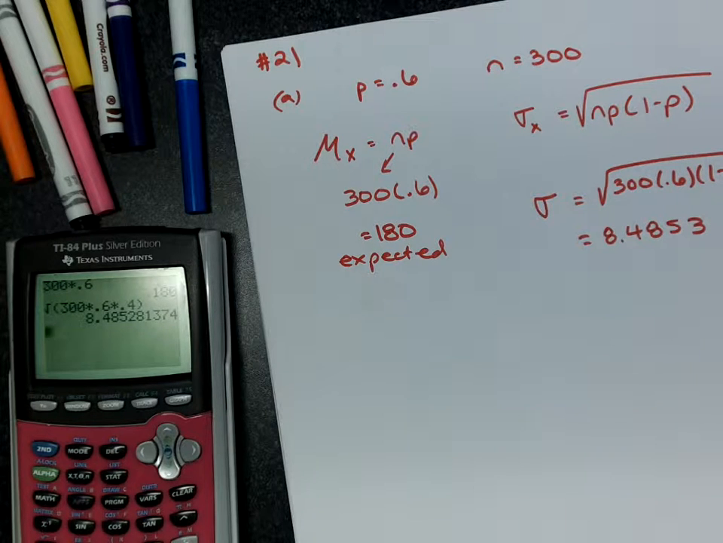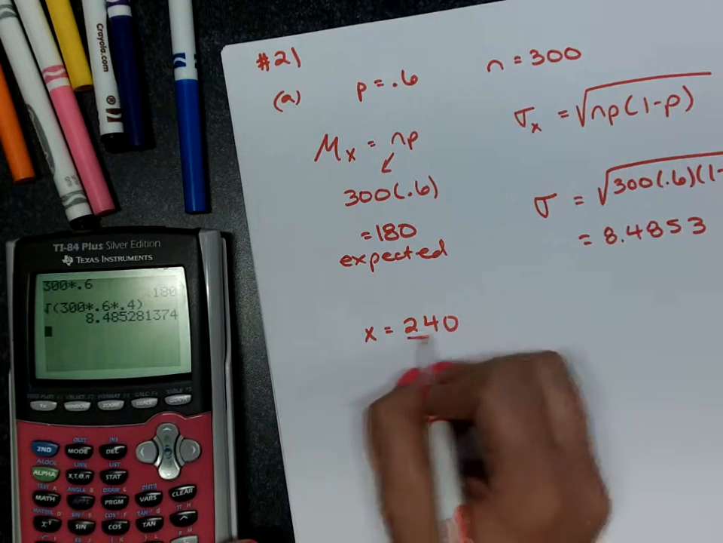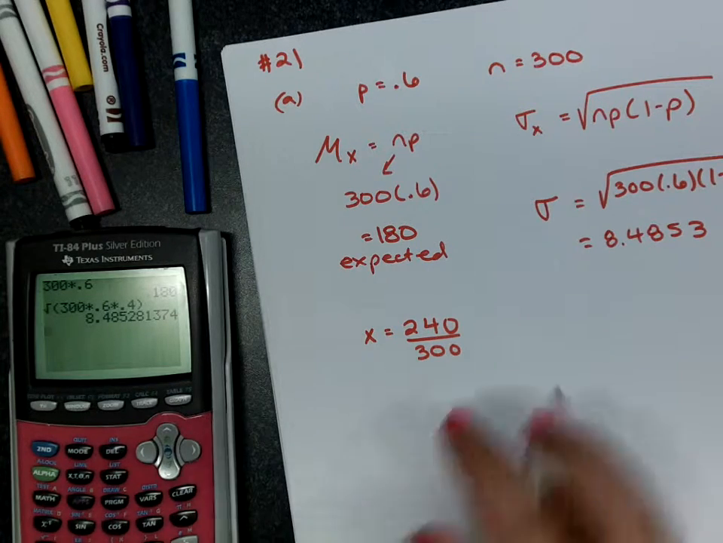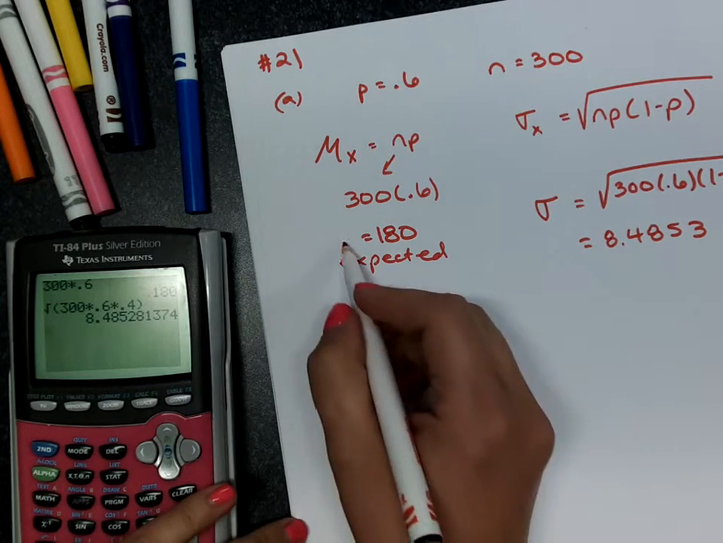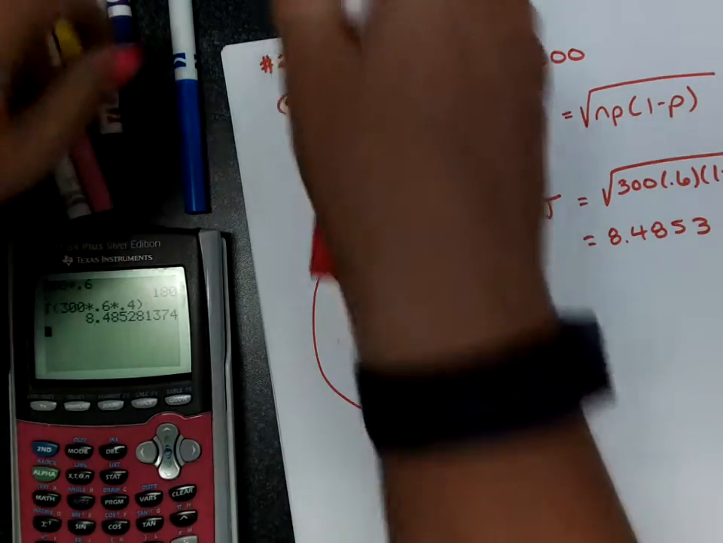And then part C, would it be unusual to observe 240 smokers who started smoking before turning 18 in a random sample of 300 adult smokers? So our X value here is 240 out of 300. So what I would do, I wouldn't use the out of 300. A couple different ways to do this.